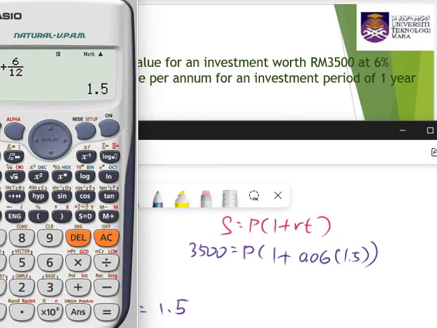Reset everything first. Shift 9 3 equal. Okay, so 3,500 on the left, alpha equal. Okay, replace the P with alpha x. Okay, then the bracket on the left, right. So 1 add up with 0.06 multiply with 1.5.